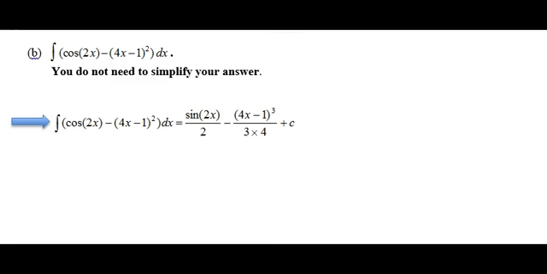For the bracket, increase the power by 1, divide by the power, and divide by the 4 from the bracket 4x minus 1. If you differentiated that bracket, you times by the 4, you integrate, you divide by 4.